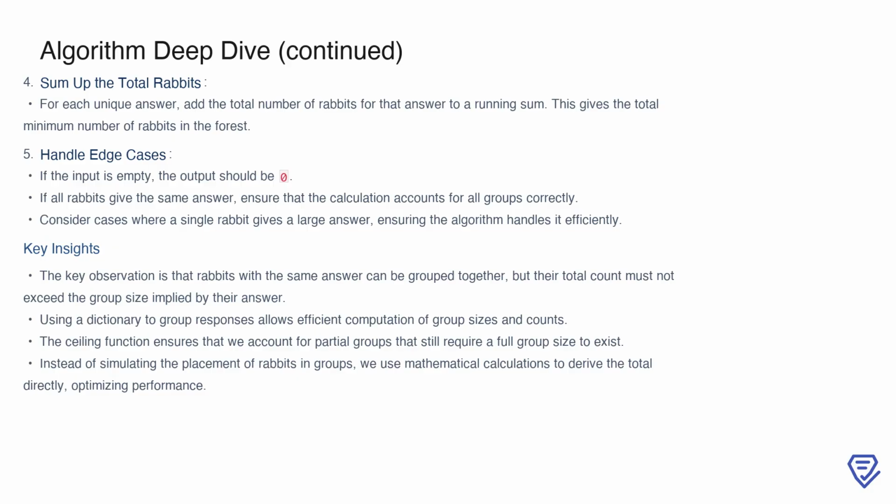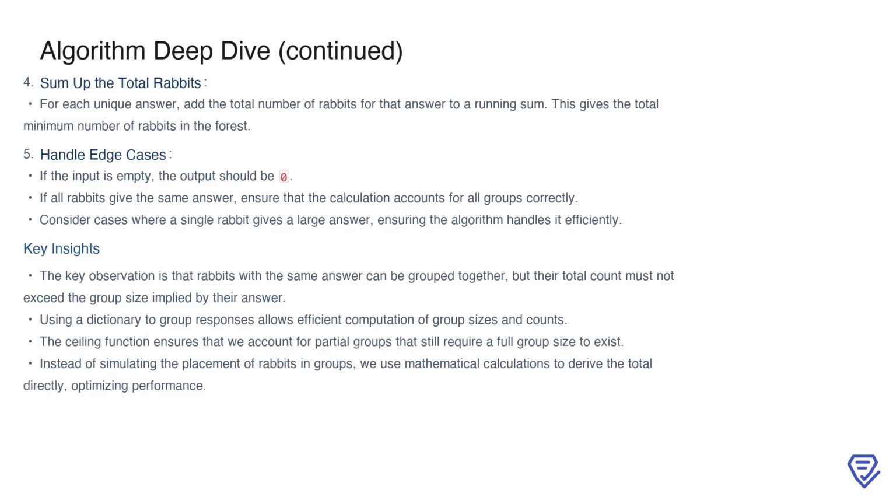Additionally, it's important to handle edge cases to ensure the solution is robust. For example, if the input list is empty, there are no rabbits in the forest, and the output should simply be 0. Another case to consider is when all rabbits give the same answer, which means multiple groups of the same size may exist, and we need to calculate this correctly. We must also account for scenarios where a single rabbit gives a very large number as its answer. In such cases, the algorithm should still handle the calculation efficiently without unnecessary complexity.